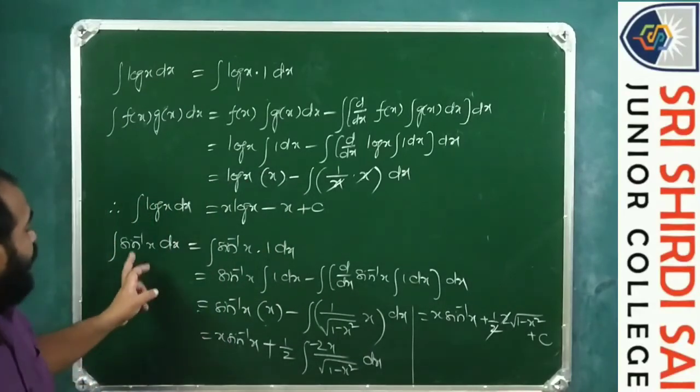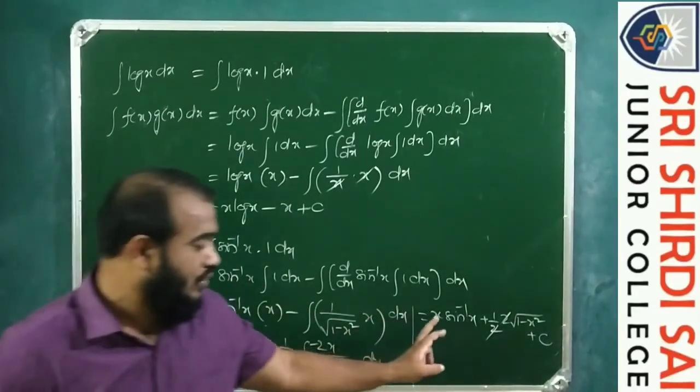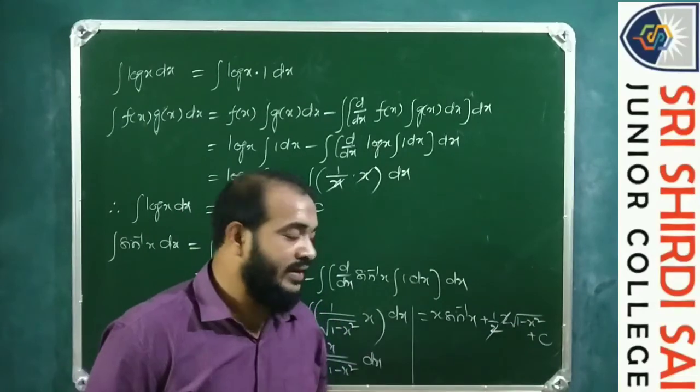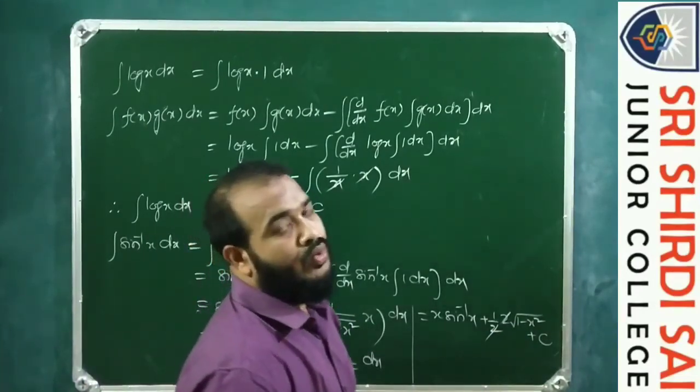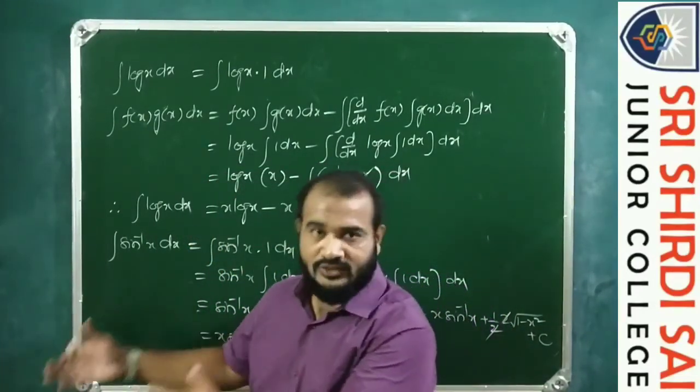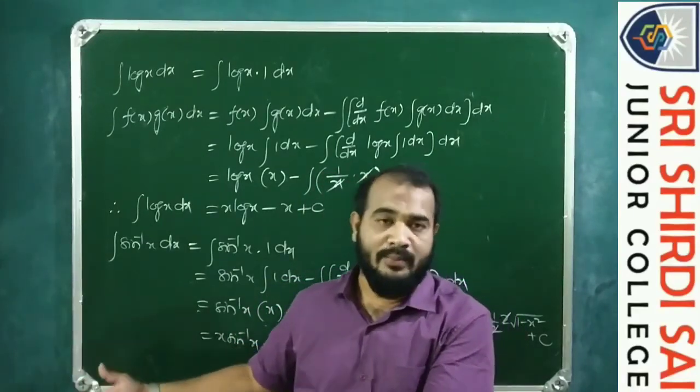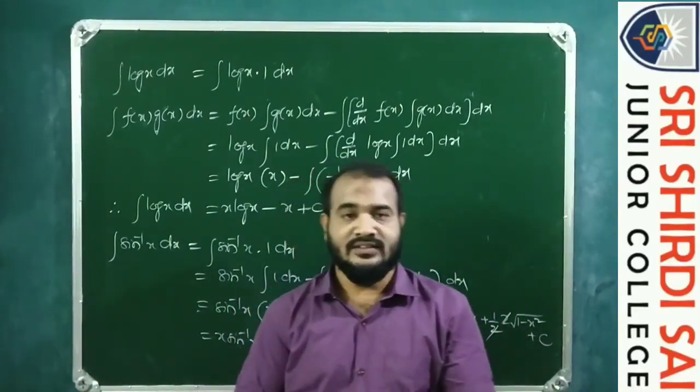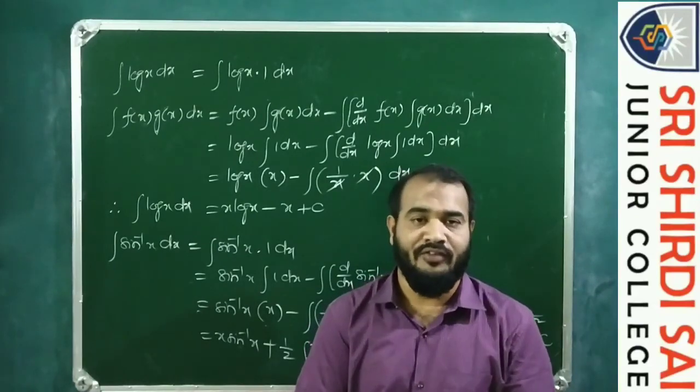Therefore, integral sine inverse x dx is equal to x sine inverse x plus root 1 minus x square plus c. More problems based on the method of integration by parts will be discussed in the next video. Thank you.